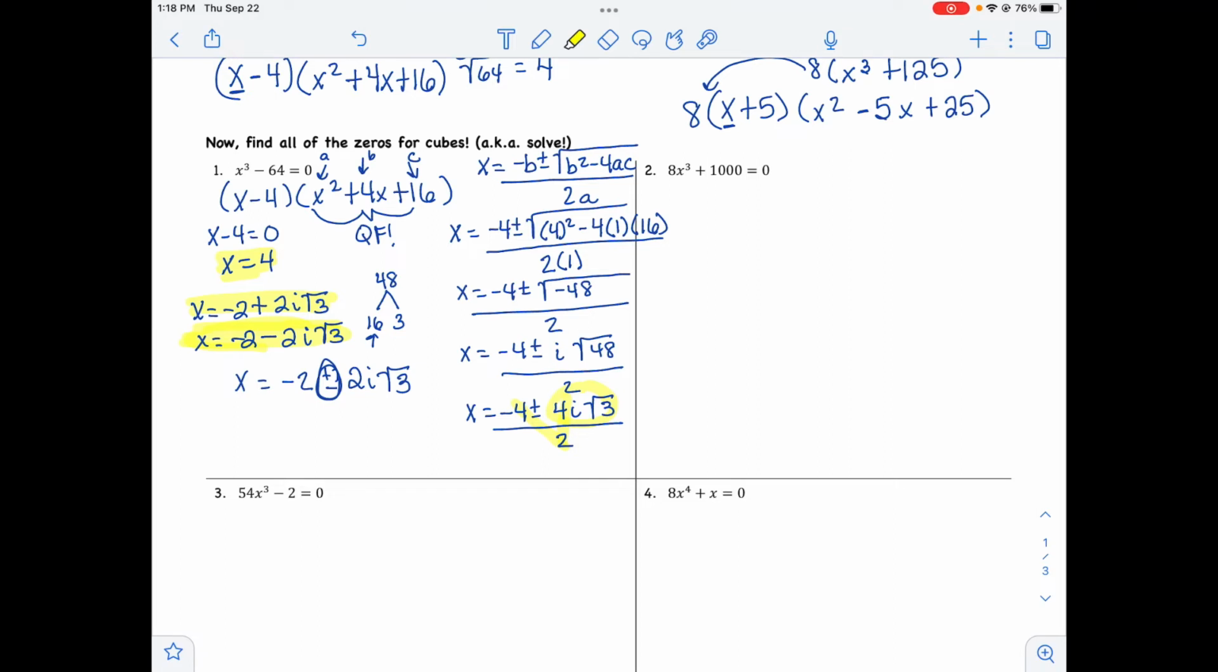And if we look at our beginning piece and we think about the fundamental theorem of algebra, it tells us that if we have a degree of whatever, so we have a degree of 3, that we'll have that many roots or that many zeros. And so we had a 3 and we have 3 answers, so we know we're on the right track.